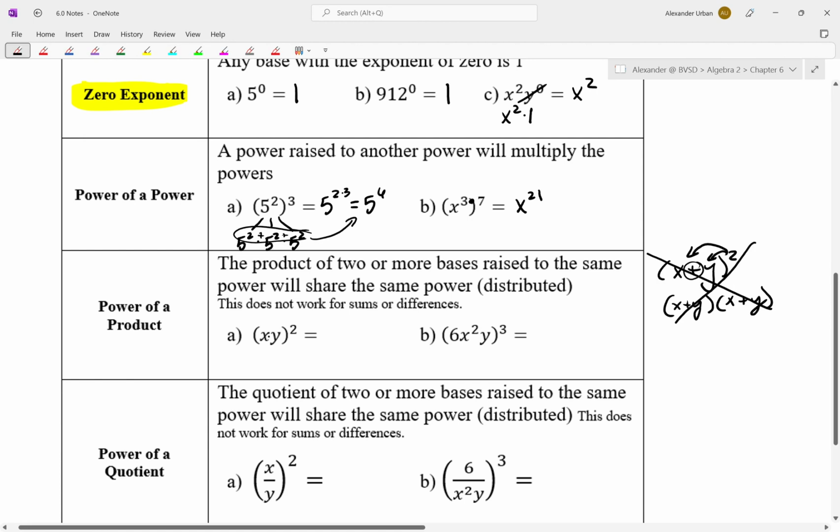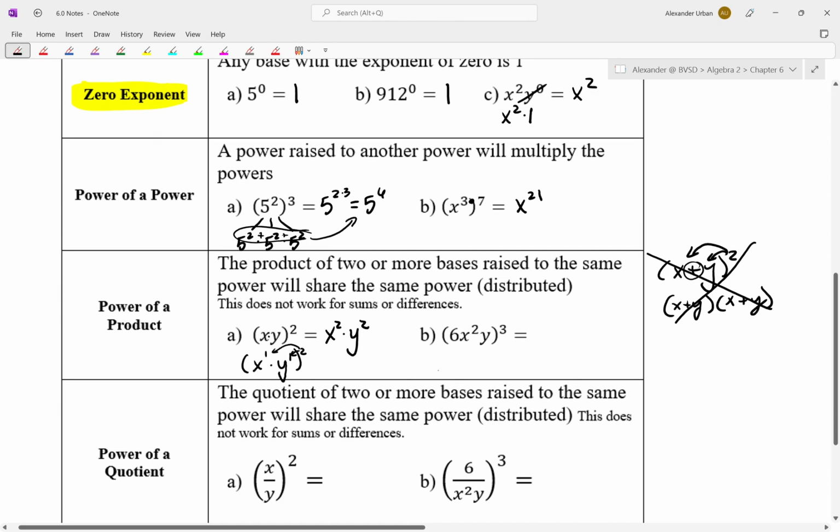And you can see with our first one, this is x times y raised to the second power. So this is really x to the first times y to the first raised to the second power. So we're really just going to be multiplying the powers. So x to the first raised to the second is x to the second times y to the second. Let's try it with the next one.